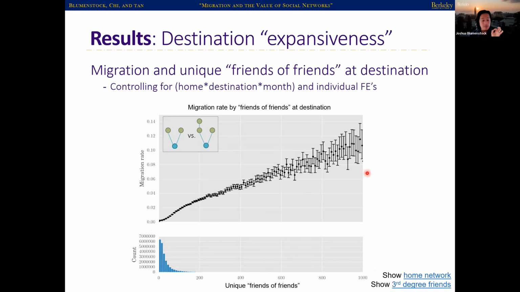But the one unintuitive result that I want to highlight is not this, but the next slide. But this is showing us, looking instead of interconnections between individuals, it's this comparison here. In other words, as your friends have more friends, if you have more friends of friends in the destination, how does that relate to the migration decision? And we see that the more friends of friends you have, the more likely you are to migrate.